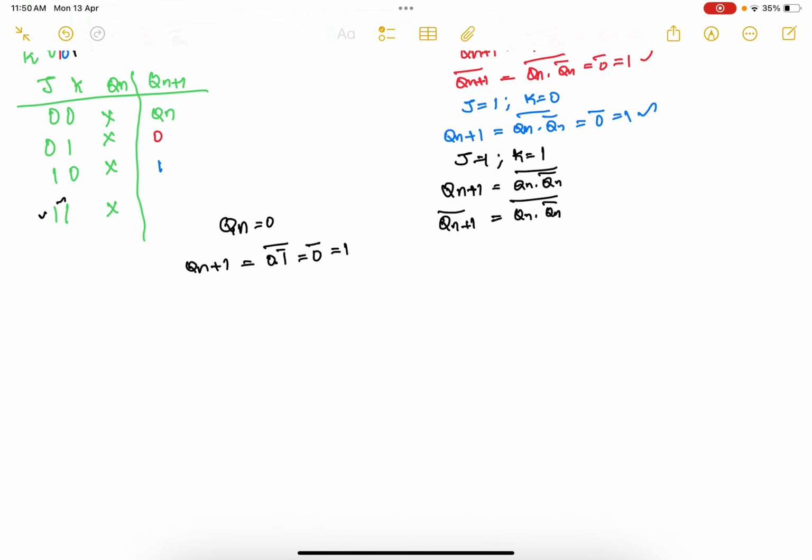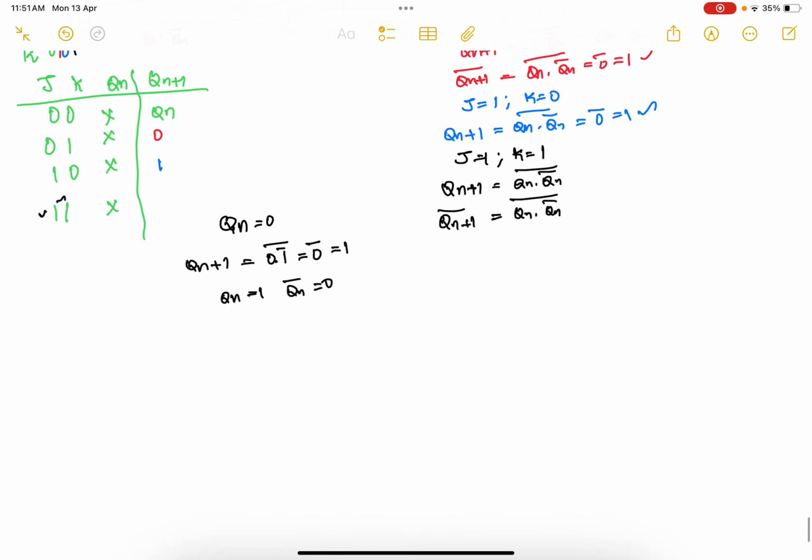Okay, now I will proceed for your qn as 1. What will happen to qn as 1? If qn is 1, what will happen to your qn bar? Qn bar should be definitely equivalent to 0. Okay, so if this is 0, I will go to your bottom side now. So if I go to the bottom side what you will get? So qn into qn bar is 0. So once again this will be 0. If this is 0 complement, this will be 1. Okay, so when you are getting your qn plus 1, the whole bar is 1.